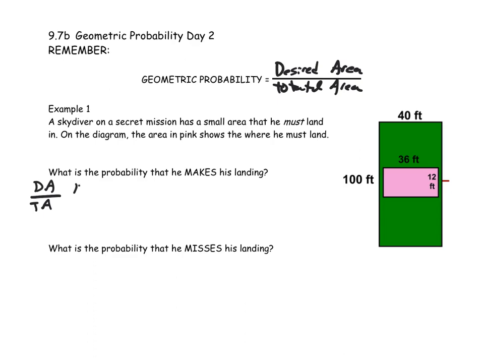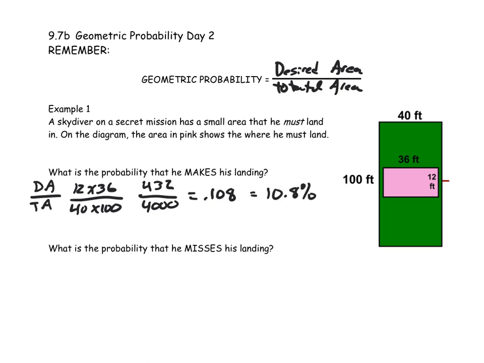Desired area is 12 by 36. The total area is 40 by 100. If you multiply those out, 12 times 36 is 432 square feet, divided by 40 times 100 is 4,000. 432 divided by 4,000, 0.108. Multiply that by 100, you find that you have a 10.8% chance of landing in the pink spot, the desired area.